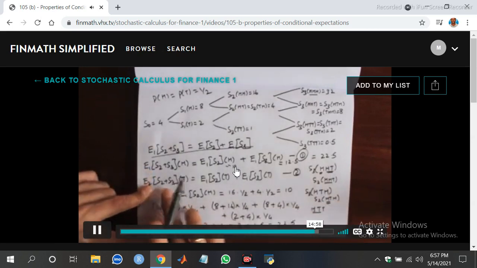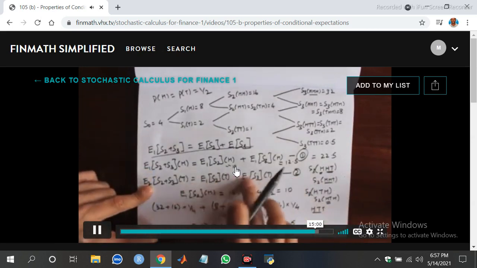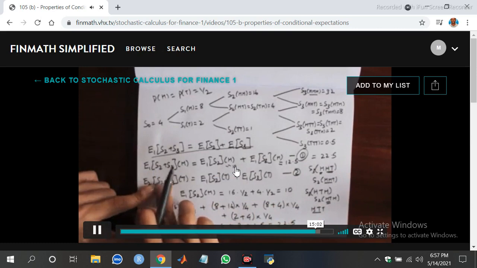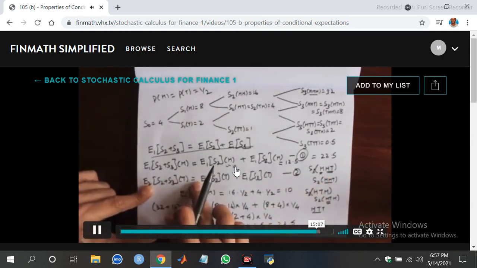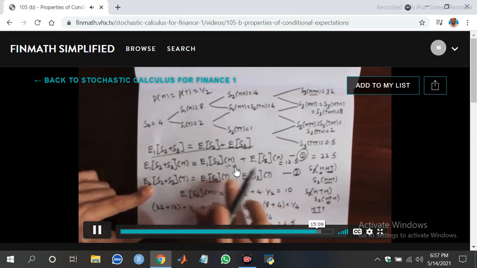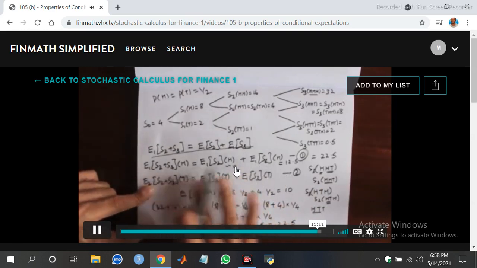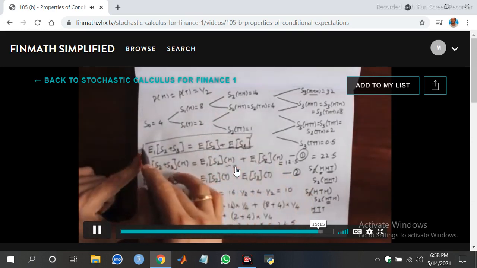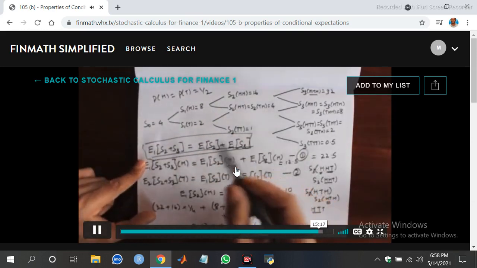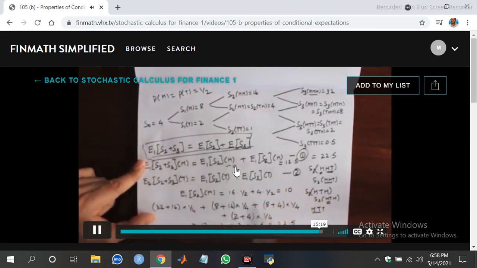Now we can similarly do it for equation number 2, making sure that the right hand side is equal to the left hand side. I'm not going to do that; I'm going to leave it to you to give it a try. You'll see that the left hand side and the right hand side are equal, hence this equation holds, and we have just checked the linearity of conditional expectations.